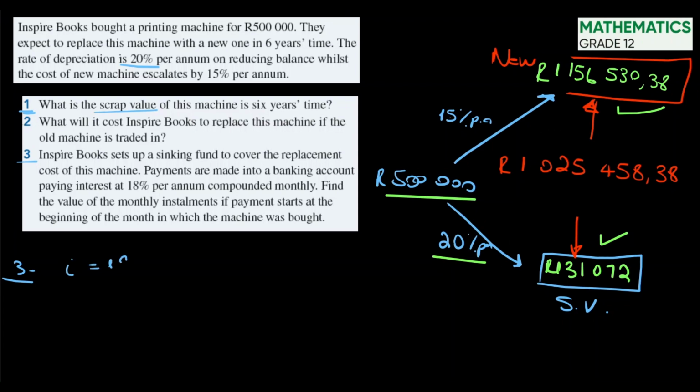So interest 18% per annum, but these are now compounded monthly. We should divide by 12. Find the value of the monthly installments if payment starts at the beginning of the month. Oh, remember, beginning of the month needs to be multiplied by 1 plus i to the power of n. So we need to quickly do that. Let's not forget that, because we learned that in the future value topic. So let's try and set it up.